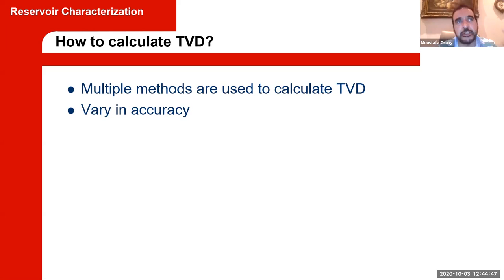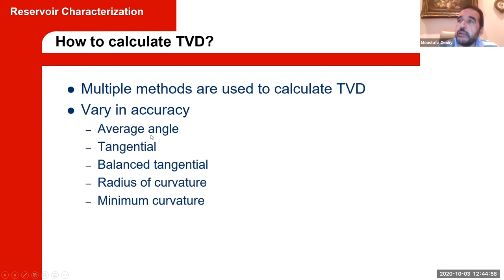It doesn't matter if you know so many of them. Actually, I'll stick with one of them that's mostly used in the industry. We have the average angle method, the tangential method, the balanced tangential method, the radius of curvature, and the minimum curvature. I like the minimum curvature myself because it makes more sense to me. So the minimum curvature is the one we're going to look at, and we'll see how we can calculate our TVD from the minimum curvature method.